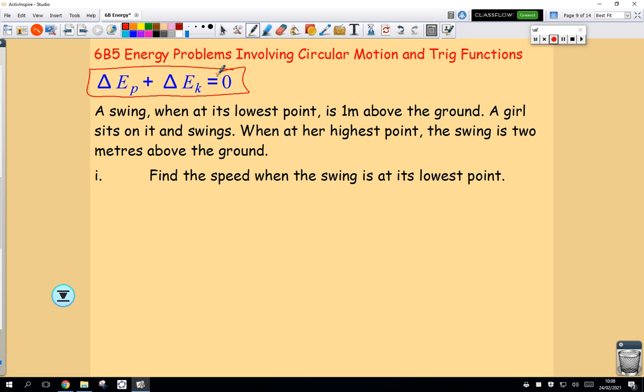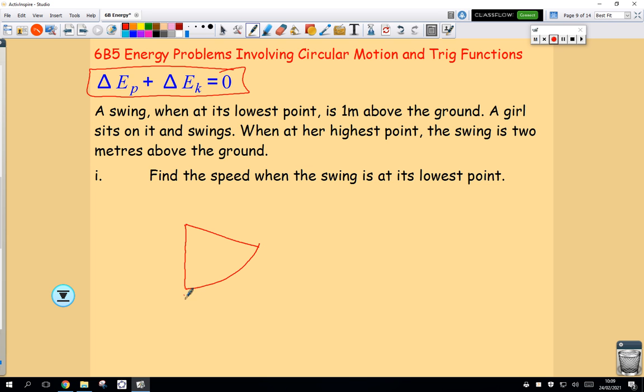So what do we have? We've got the swing, at some stage it'll be at its lowest point when the swing is vertical, and then it swings around. It's following a circular path. It's a very poor picture of a circle. It'll follow a circular path, and at some stage it'll be 2 meters above the ground. Okay, I want to find the speed when the swing is at its lowest point.